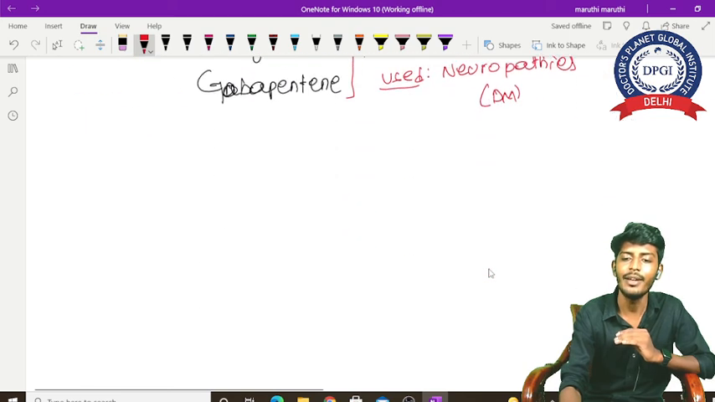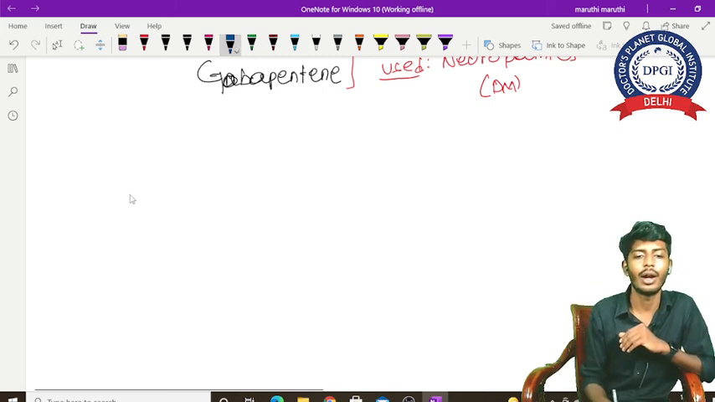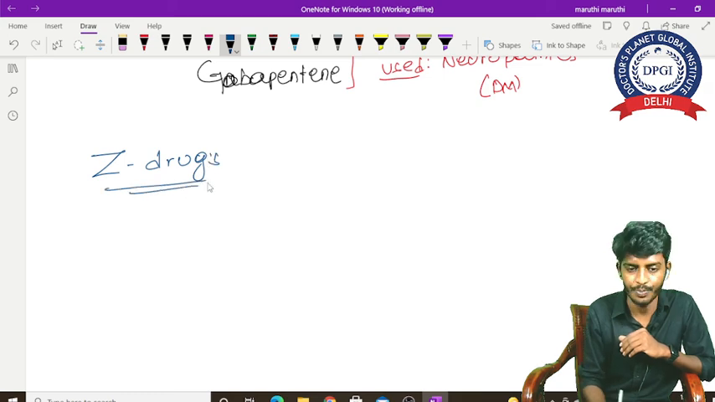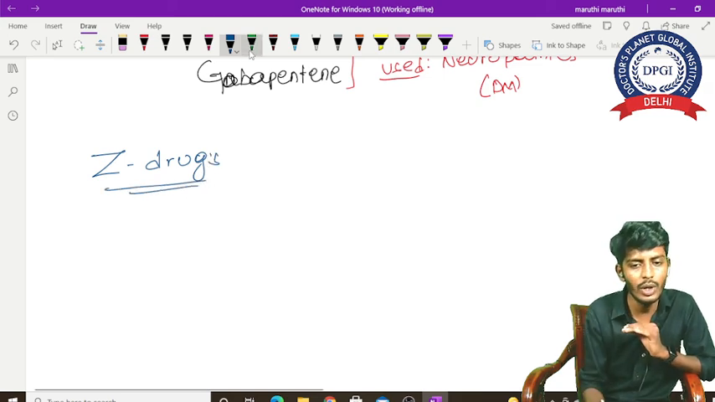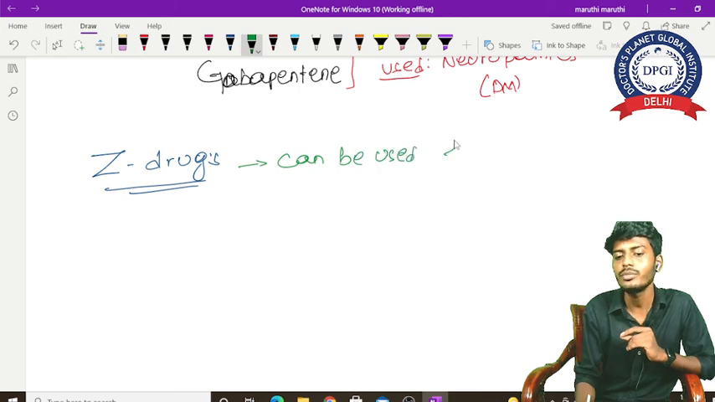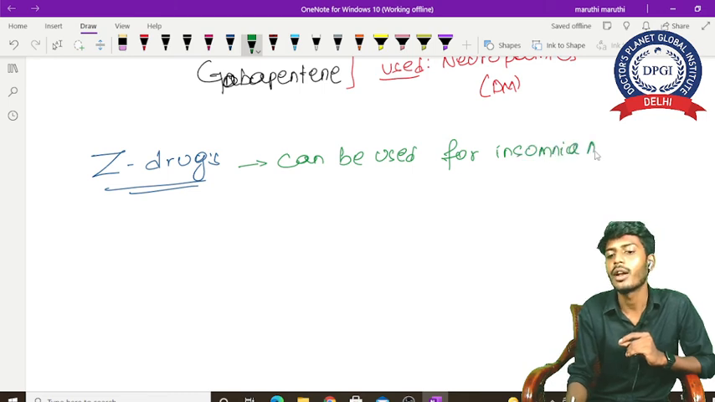Among all the drugs in GABA, you people have one most important confusion, which is called Z drugs. Z drugs are the latest ones. These are drugs which can be used for insomnia. But most importantly, they are not the drug of choice for insomnia.